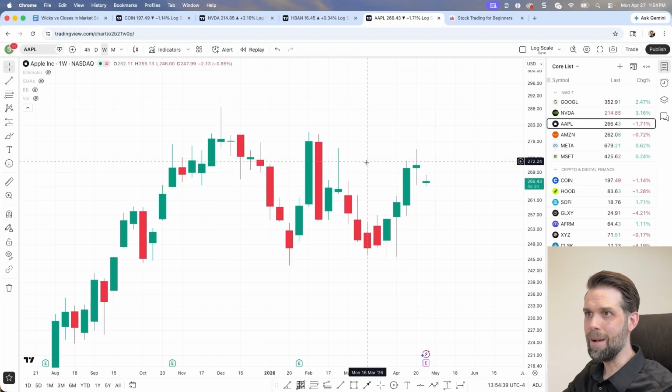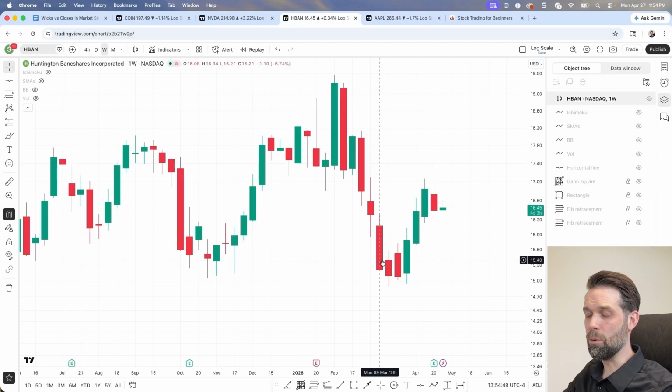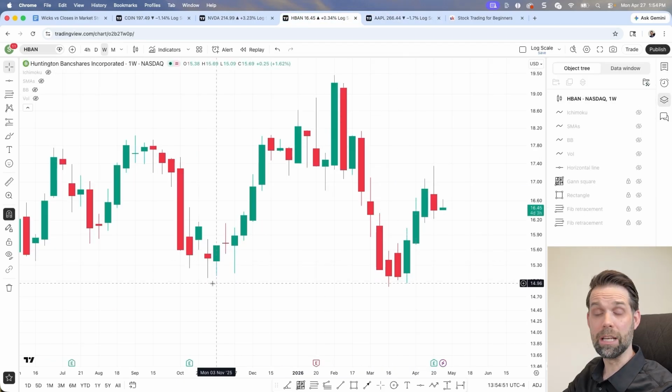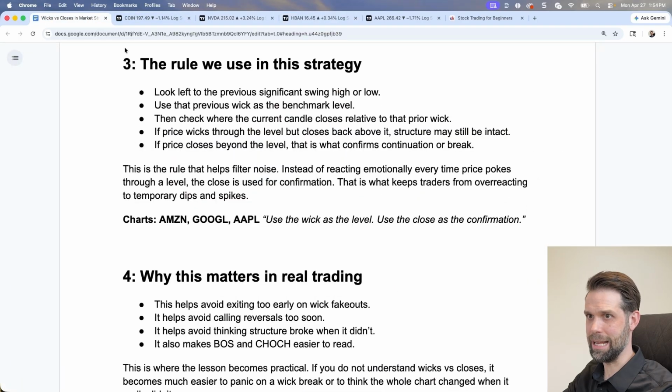So it's important in reading uptrends and breaks of structures to identify where the present day candles close in relation to prior highs. And on the same thing, we want to see where the present day candles close in relation to prior lows to see if market structure is maintained.